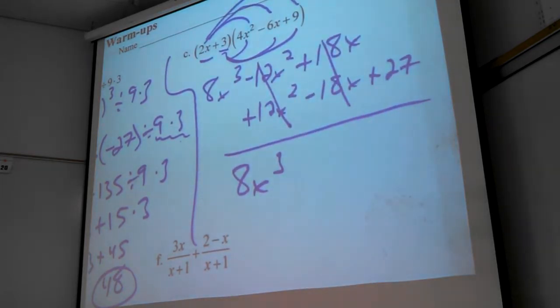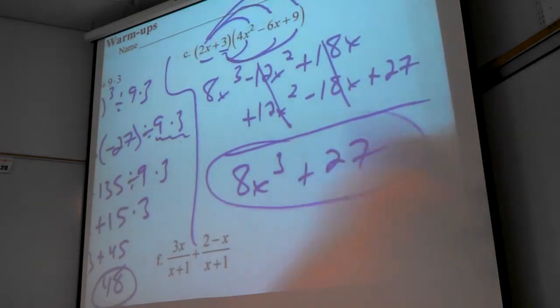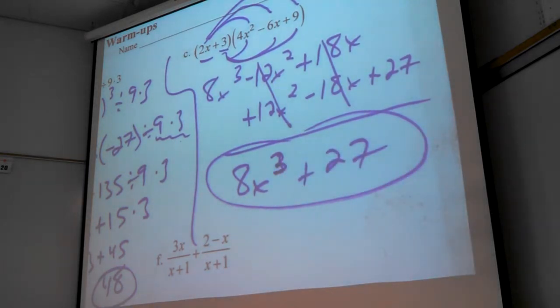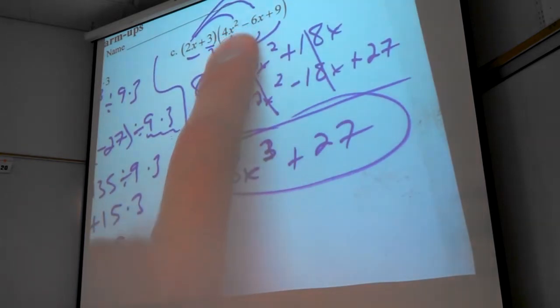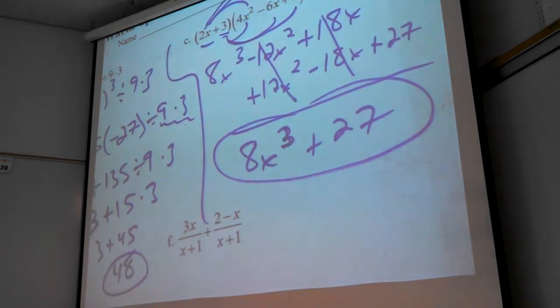They won't always cancel. I just made it so they would. If you remember cubes, I set that up so that it was in the right order to become a cube problem at the end. This is a sum of cubes. Bam. There you go. So that is a sum of cubes, and that's how you would factor it. I just wanted you to go the other way to prove it.